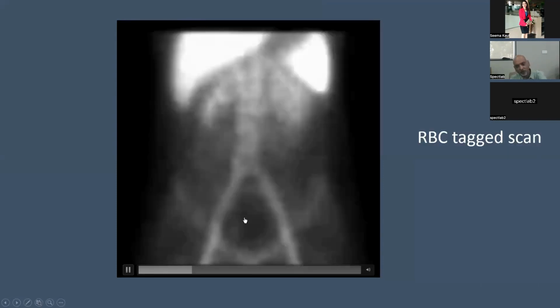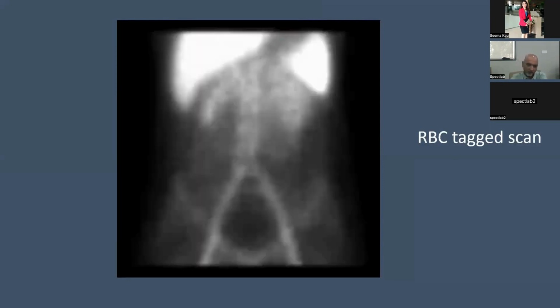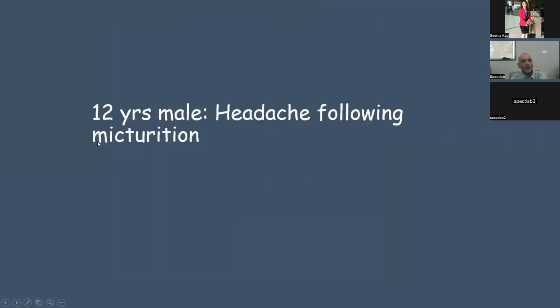So we said, do something over here. This is active bleeding in the urinary system, lower urinary tract. The patient underwent a definitive procedure. There was bleeding at the ureterovesical junction, which was cauterized and corrected.